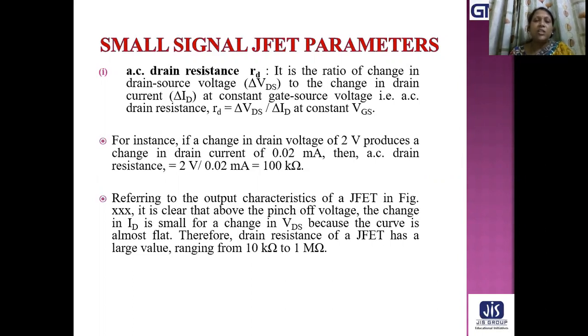That means change in voltage by change in current at constant gate to source voltage. For instance, if a change in drain voltage of 2 volt produces a change in drain current of 0.02 milliampere, then AC drain resistance equals 2 volt by 0.02 milliampere, that is equal to 100 kilo ohm.